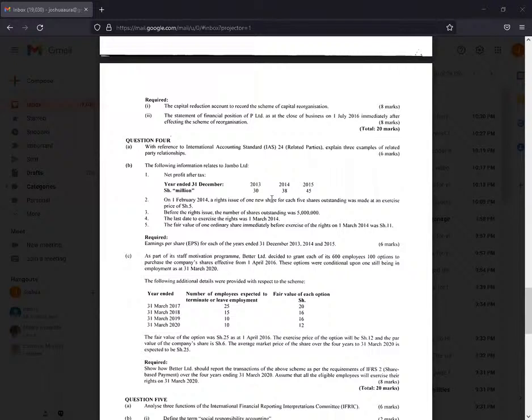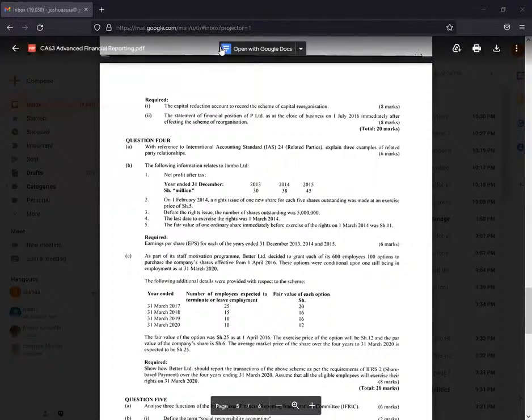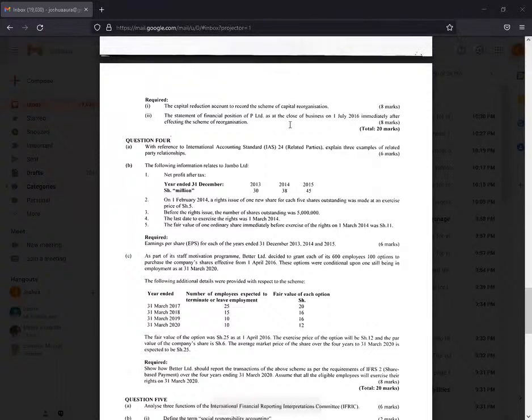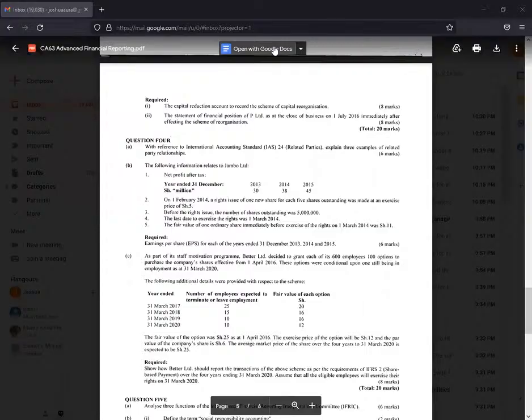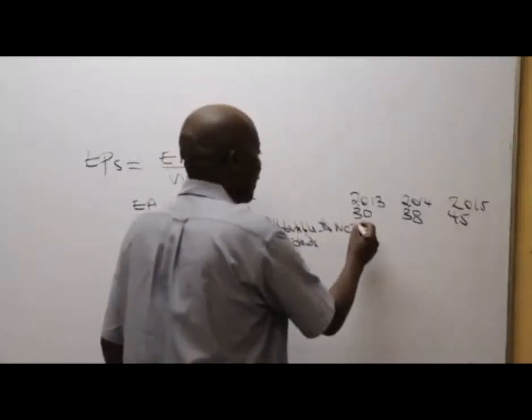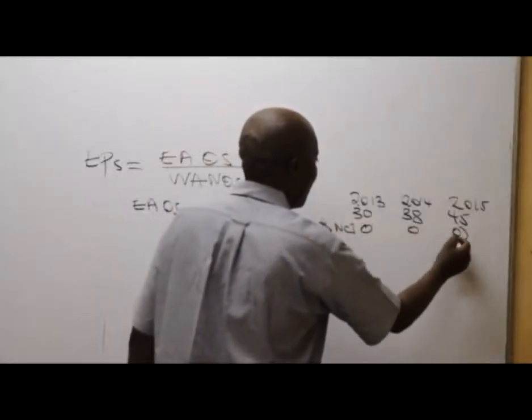Now, does this question make any mention of the profit attributable to non-controlling interest? Do we have non-controlling interest here? There is none. So for non-controlling interest, you come straight away. These are low-hanging fruits. You put 0, 0, 0, like that.